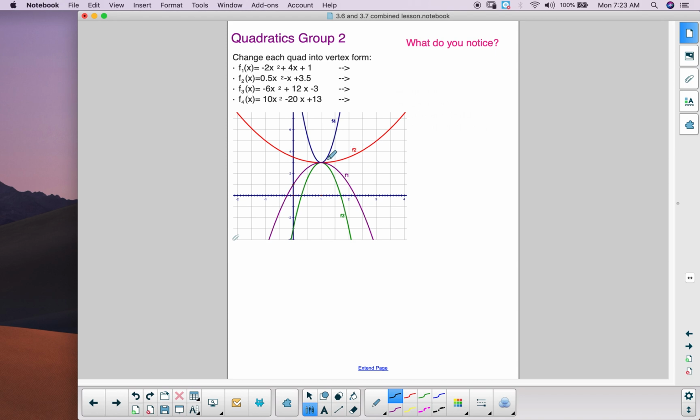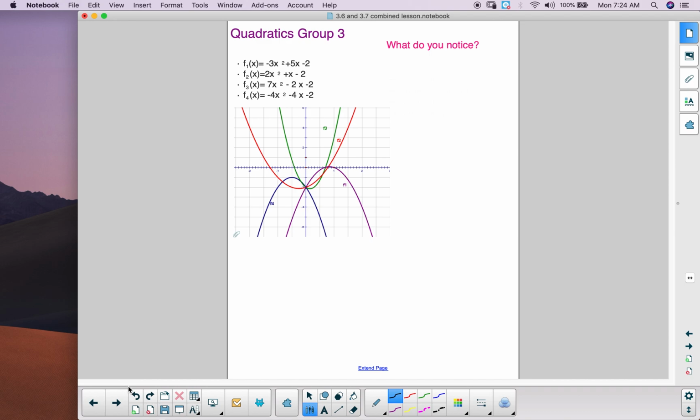Another family of quadratic functions is one I have here where they have the same vertex. So if you look at the functions, they all look the same. And what you notice is they have the same vertex. So that's a family of quadratic equations that have the same vertex. So if you converted them into the vertex form, you would find that the vertex would work out to be 1, 3 in each of these cases.